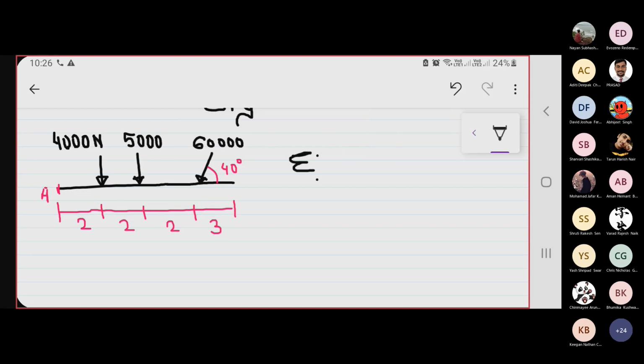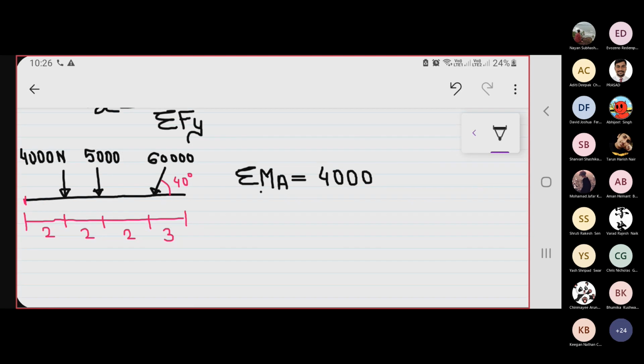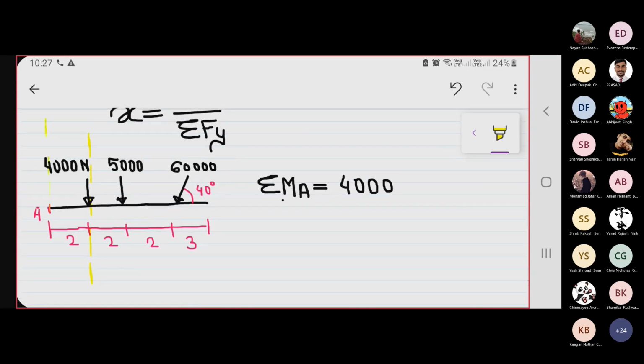So moment about point A is very simple. 4,000 into 2. How much is the perpendicular distance between 4,000 and this? So draw a line of action parallel to the point A. So you will get a perpendicular distance between 4000 Newton and point A, that is 2. So magnitude 4000 multiplied by 2. Now they are moving in clockwise direction, so it's positive.